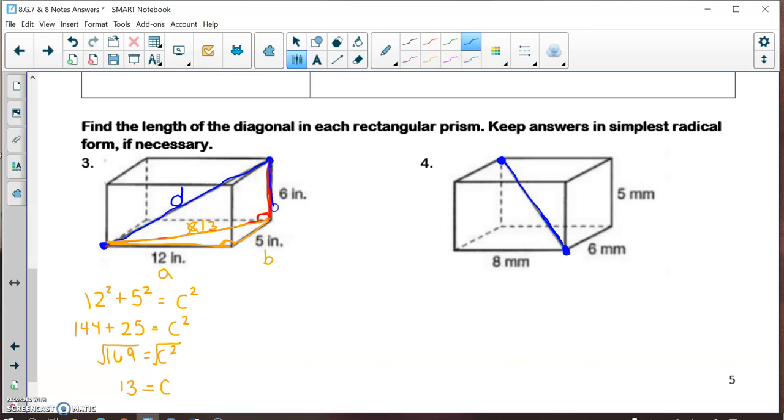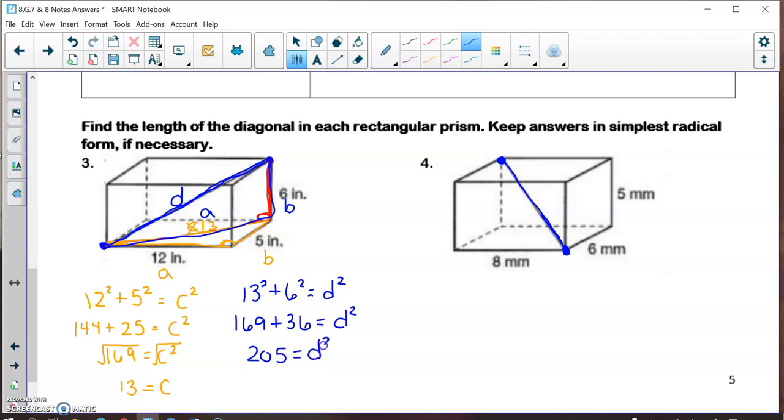So now I'm going to replace the C with 13. And now I'm going to use this blue right triangle to help me find my diagonal. The 13 can be labeled as A, the 6 can be labeled as B, and my diagonal is my hypotenuse. So I do 13 squared plus 6 squared is equal to my diagonal squared. The 13 squared is 169. 6 squared is 36, and that equals my diagonal squared. 169 plus 36 is 205.